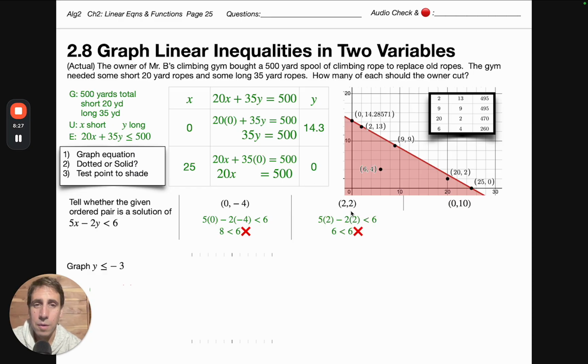Let's do another one, 2, 2. You put it in here. 5 times 2 is 10, and then -4. 10 minus 4 is 6. Is 6 less than 6? Not really.